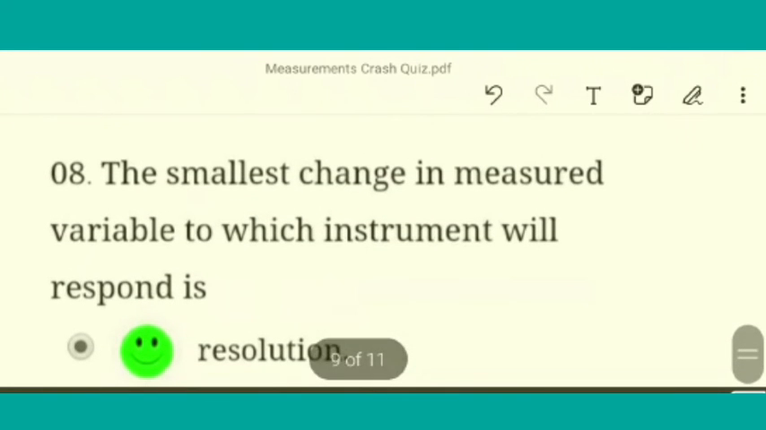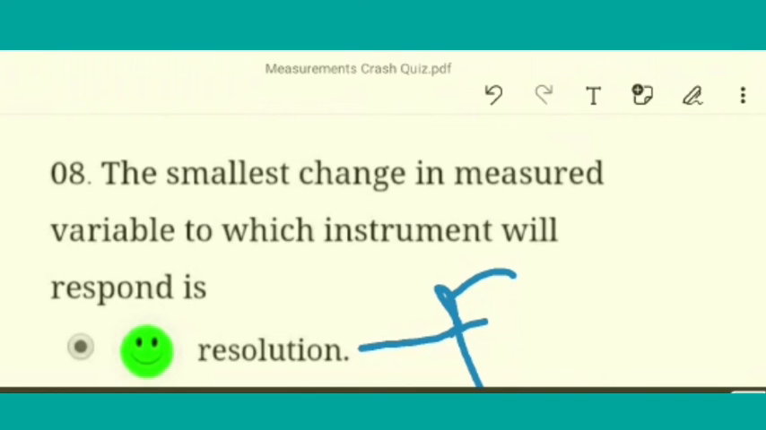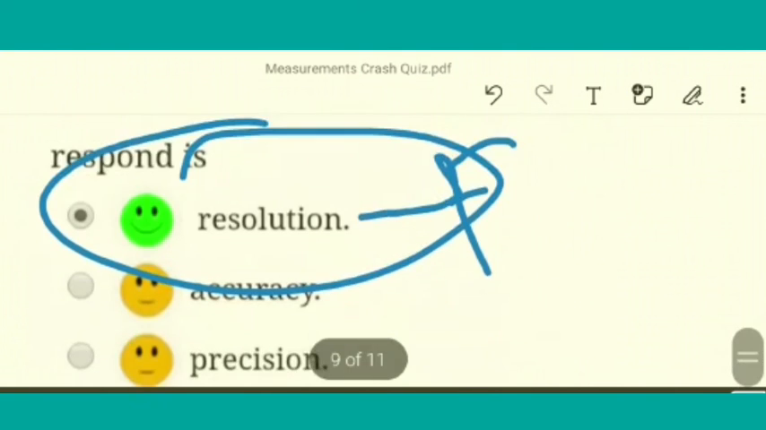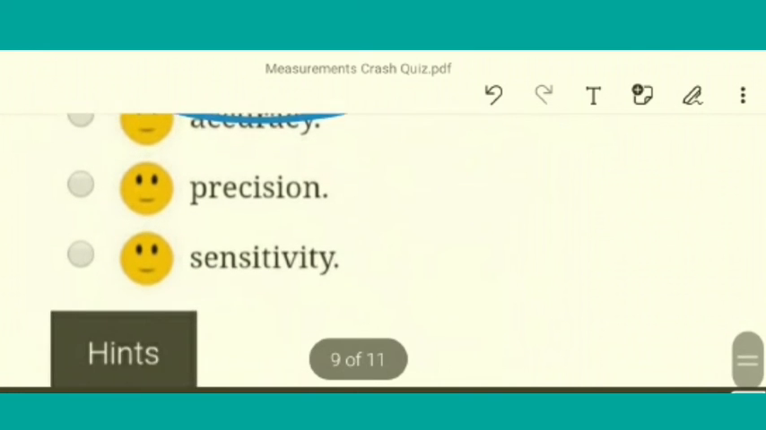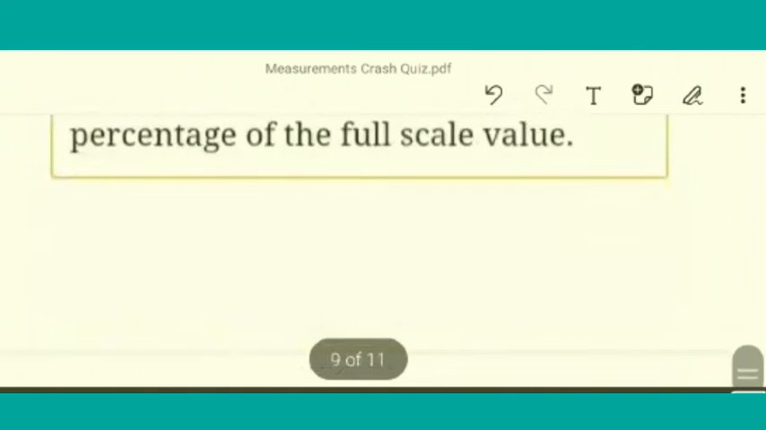Now moving towards our next question. Our next question is, the smallest change in measurement variable to which the instrument will respond. We have read that resolution means the smallest change in measurement variable to which the instrument will respond. So our option A will be the correct answer. Accuracy is not that, and precision is also not that.